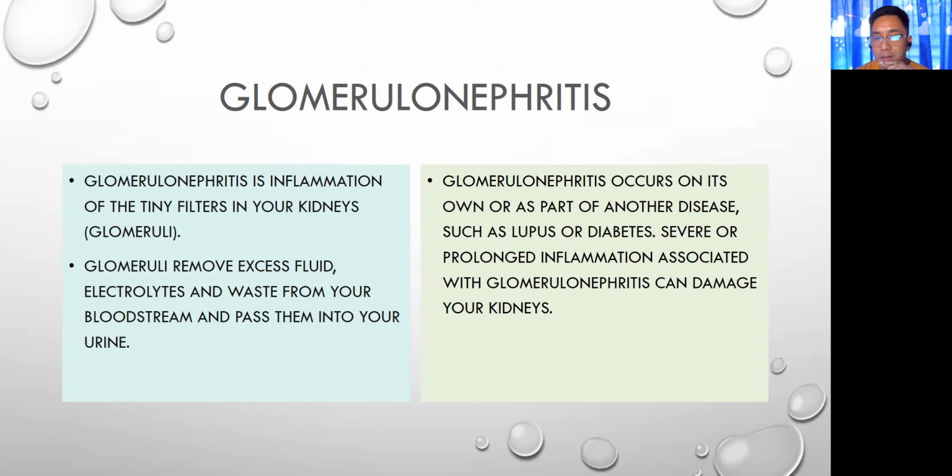The first definition of this disease is that it is an inflammation of the tiny filters in your kidneys known as the glomeruli. Take note that in each kidney there are around 1 million glomeruli. What is the function of these glomeruli? Their function is to remove excess fluid, electrolytes, and waste from your bloodstream and pass them into your urine.